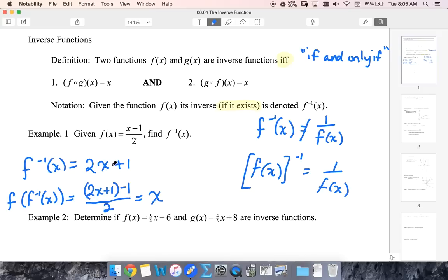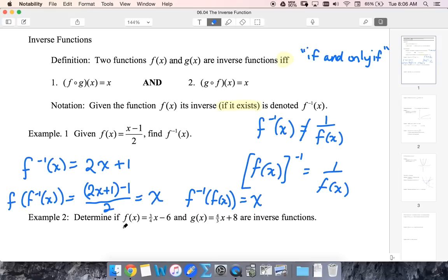So in this case, to be thorough, I would also want to test the reverse. So test f inverse of f of x. And when I test that, I'm going to plug this in to this equation. The 2's are going to cancel. I'll end up with x minus 1 plus 1. That is also going to be x.